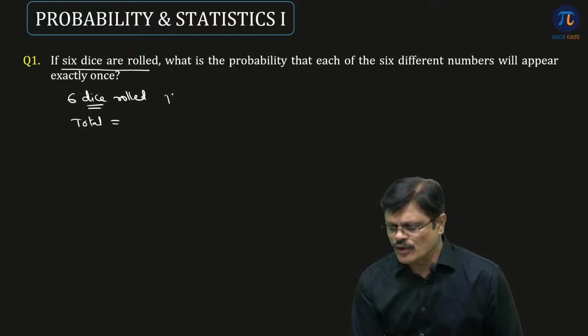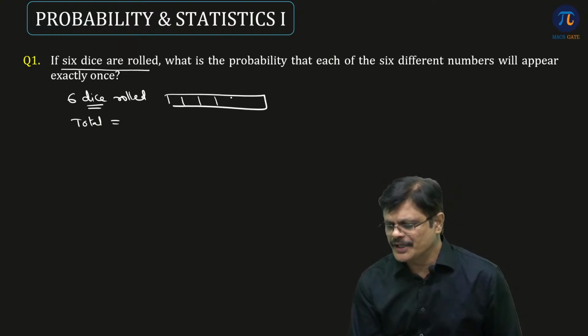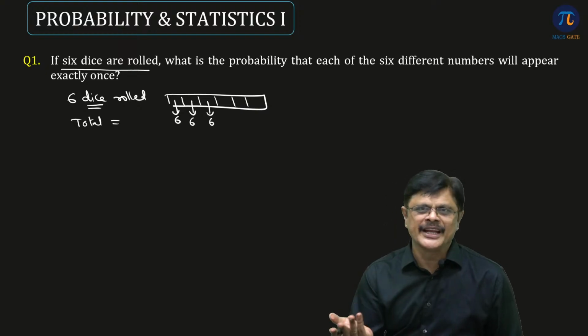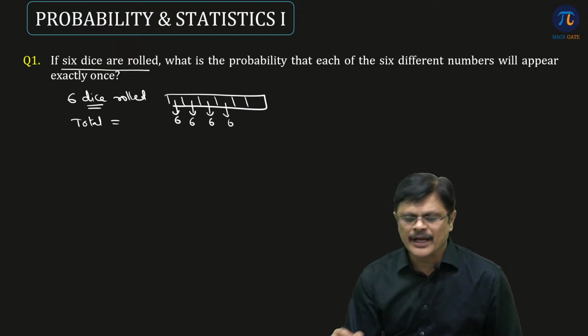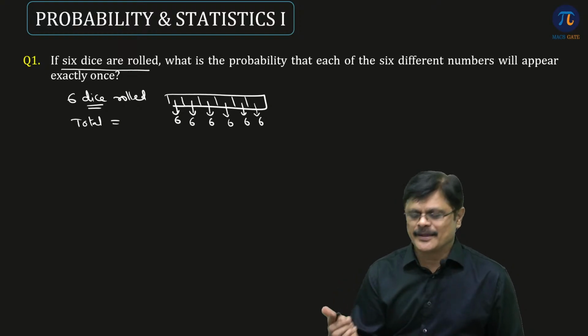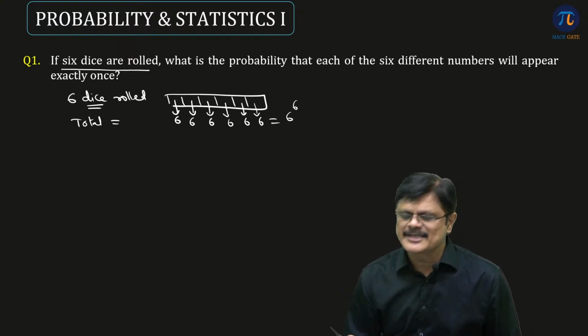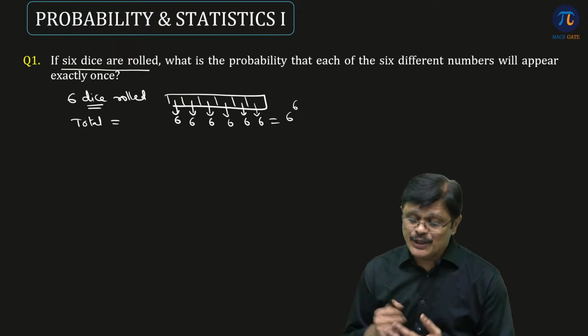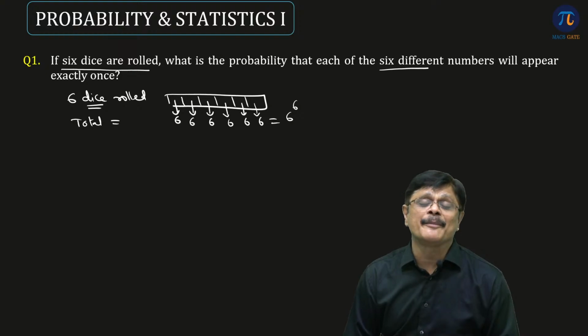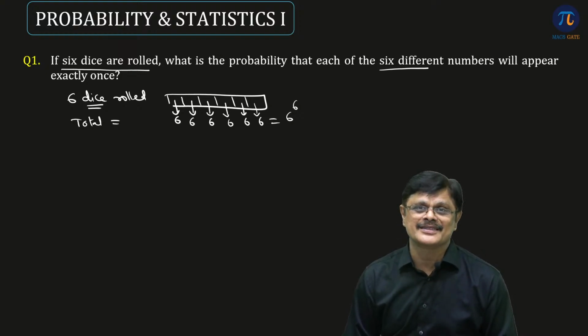So when 6 dice are rolled, what happens? 1, 2, 3, 4, 5, 6. There are 6 possibilities on the first die. On the second die, 6 numbers are possible. On the third die also, any of the 6 numbers can come. On the fourth also, fifth also, sixth also, any of the 6 numbers can come. So total number of possibilities is 6 power 6. But what do you want? What is the probability that each of these 6 different numbers will appear exactly once?